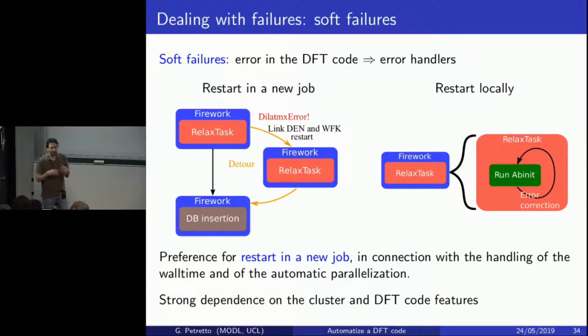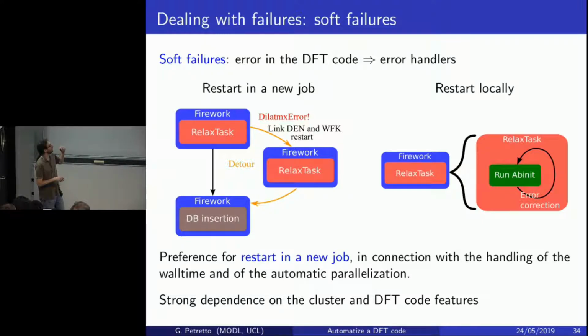The last point I would like to mention is the detection and handling of the failures that happen in the code. And here I will distinguish 2 kinds of failures. One are the soft failures, for which I've mentioned earlier the error handlers that we've implemented. And here again, taking advantage of the fact that there is Python code running and wrapping the DFT calculation, basically we have 2 possibilities to run this error handling procedure.